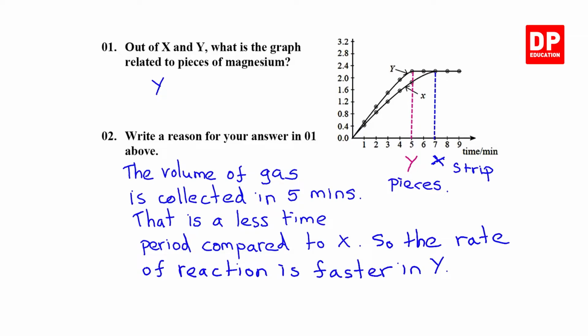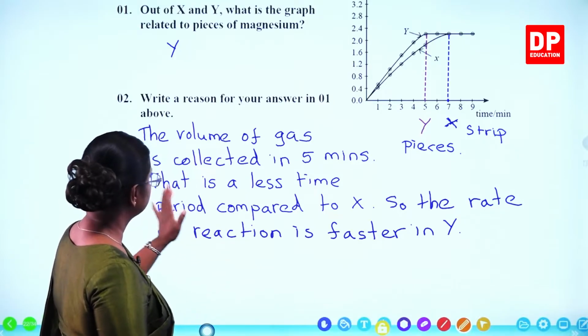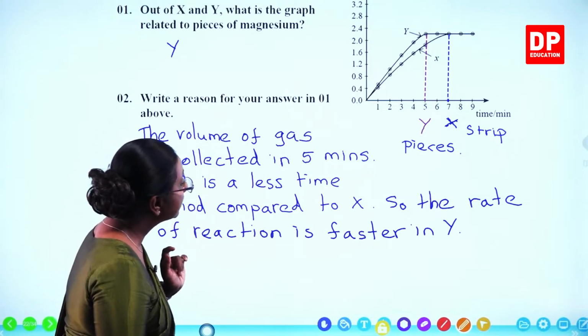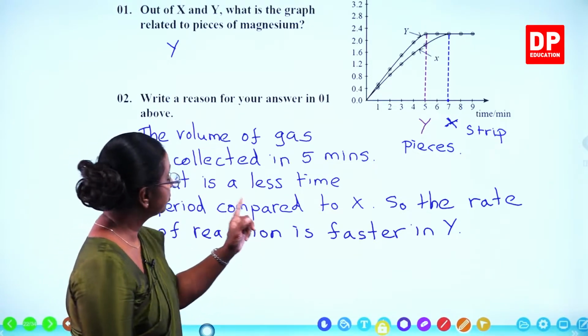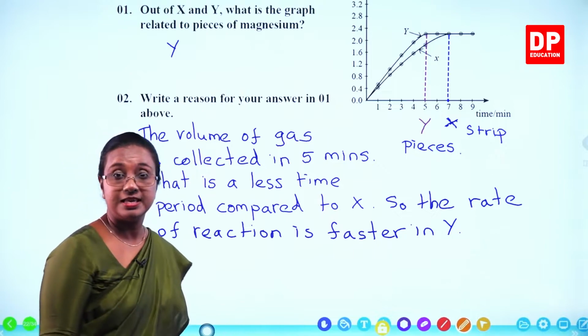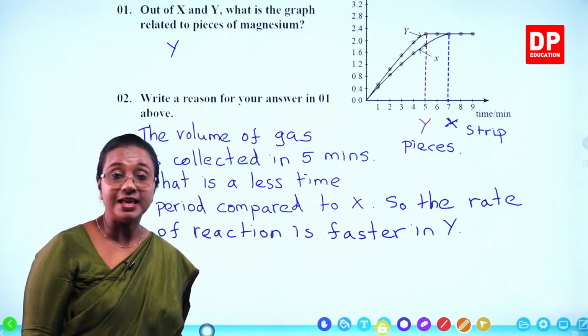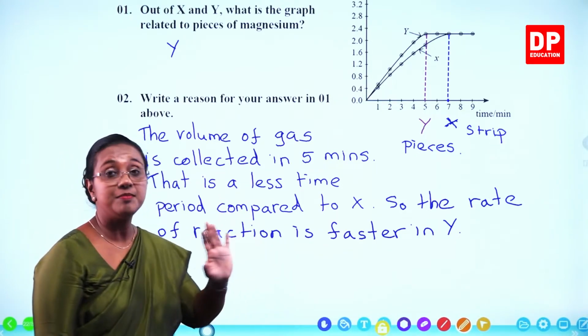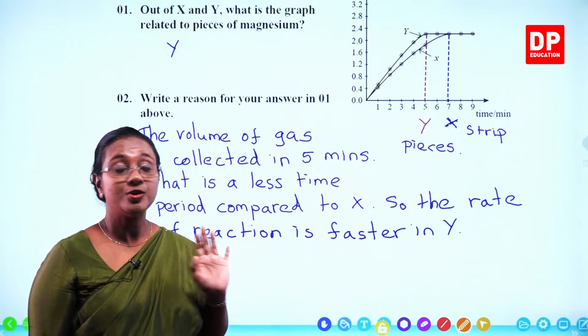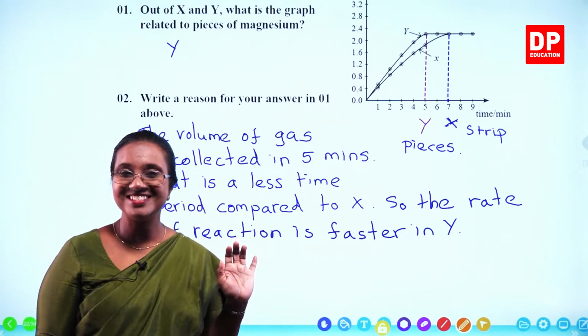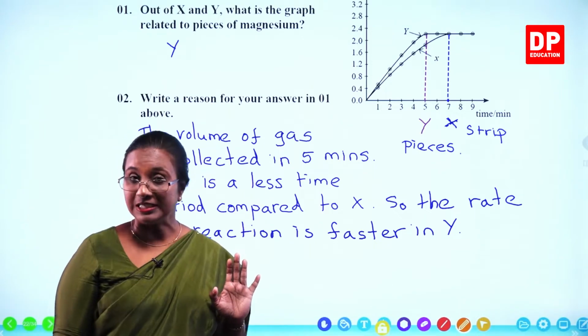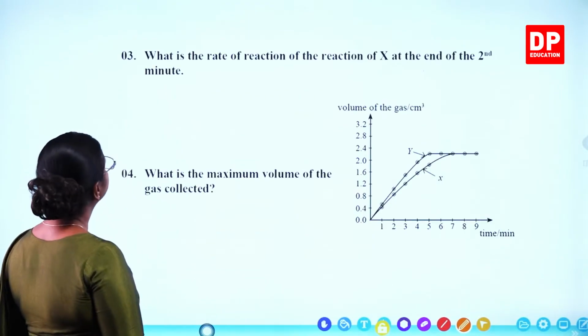The volume of gas is collected in 5 minutes. That is a less time period compared to x. So the rate of reaction is faster in y. That is what we need to explain. You have to give this concept in your own words. I am sure you all can understand these, students. So then we'll move on to the next part of the question.